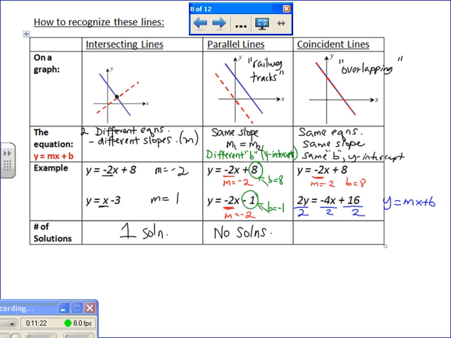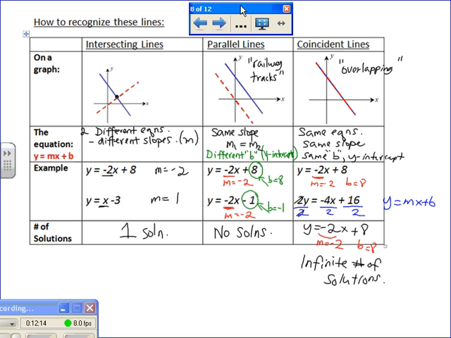So let's go ahead and now simplify that. 2 divided by 2 just gives me y. y equals negative 4 over 2 reduces to negative 2 over 1, or negative 2x, plus 16 divided by 2 is 8. So now I can compare it to the equation above it, which represents another line, and I see that m is right here. m equals negative 2. b is equal to positive 8. So they have the same slope and they have the same b value, the same y-intercept. So they are coincident lines and they have an infinite number of solutions. They overlap everywhere, so there is no limit.